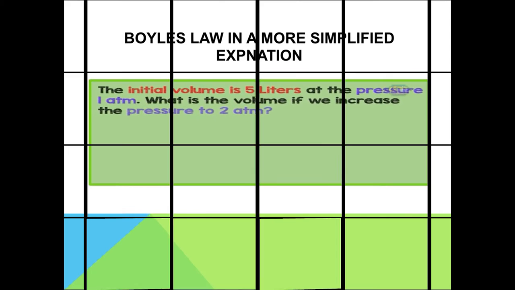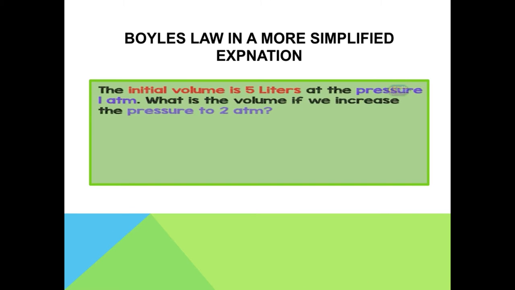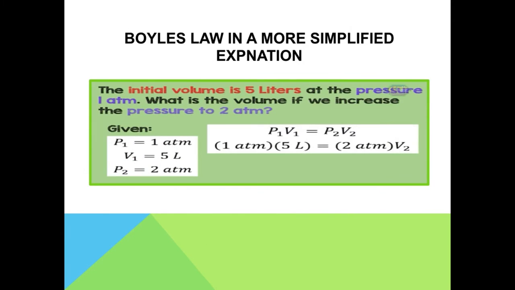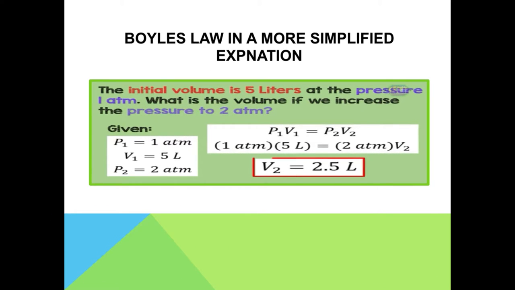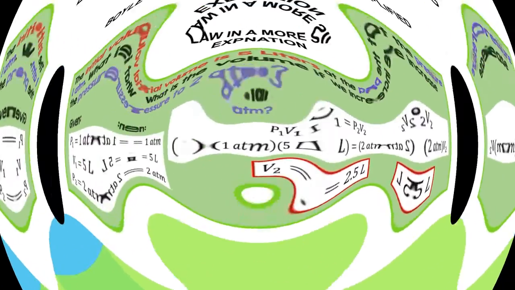Given 5 liters, we increase the pressure to 2 atm. So we are going to find the final volume. Now solving for the final volume, we have the final volume is 2.5 liters. The pressure is doubled, so we expect our volume to decrease.